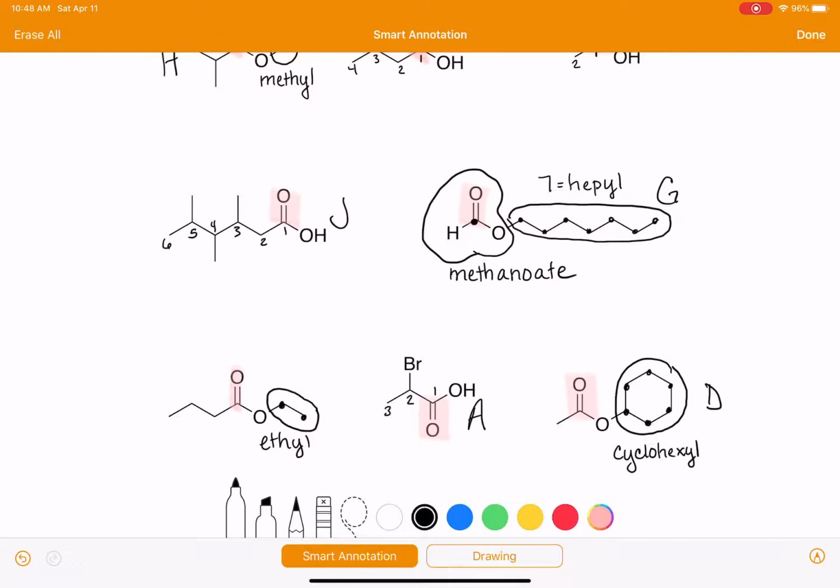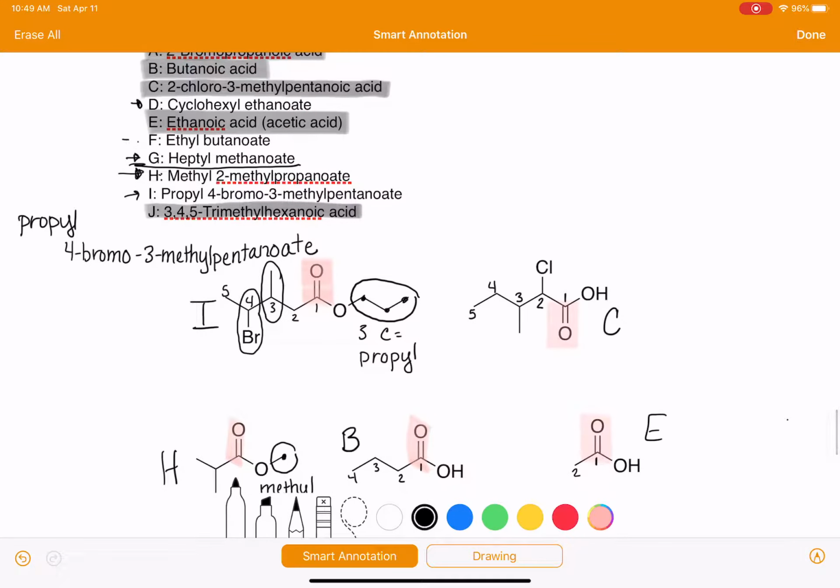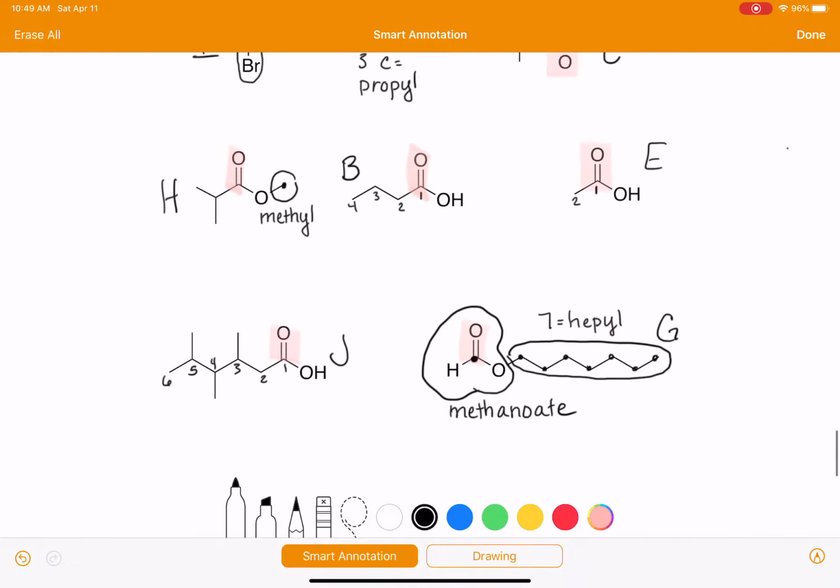Does ethanoate make sense? Well, that's a 2-carbon parent chain. So yeah, this part would be ethanoic acid, ethanoate, whatever, ethane. This is a 1, 2, 3, 4 carbon. So this part of the molecule would be a butane, a butanoic acid, a butanoate, F, ethyl butanoate.